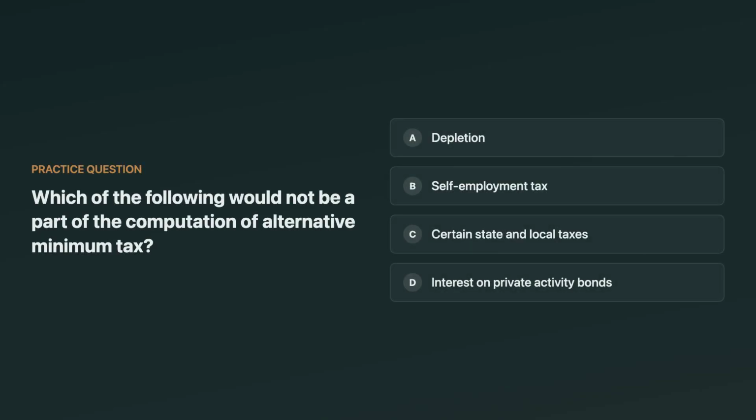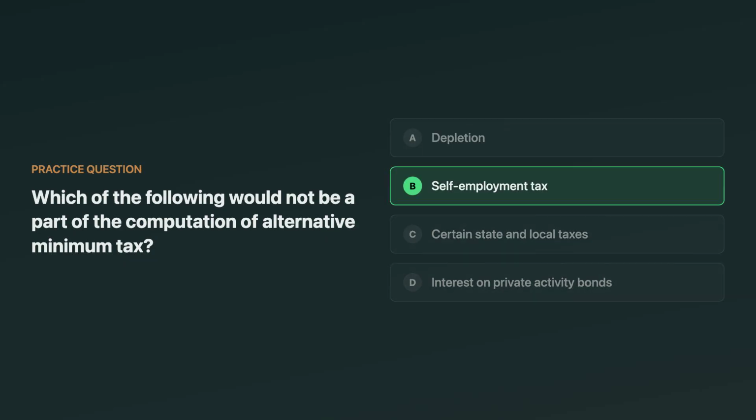Which of the following would not be part of the computation of alternative minimum tax? Choices include depletion, self-employment tax, certain state and local taxes, and interest on private activity bonds. Think about what AMT is actually adjusting and recomputing.